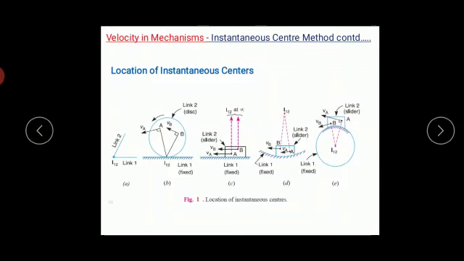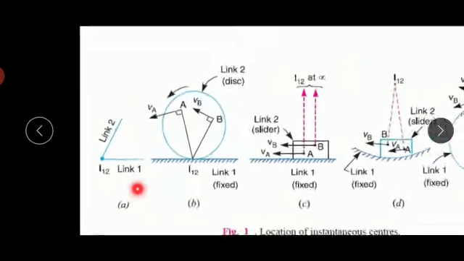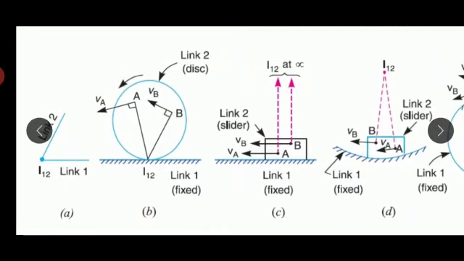On the screen, we have figure 1, and in figure 1, we have separate cases. In case A, we have two links, link 1 and link 2, and both the links are joined using a pin joint or a pivoted joint. So in such cases, the instantaneous center lies exactly at the center of the pin or pivoted joint. And the type of instantaneous center is a permanent instantaneous center, as none of the links is fixed there.